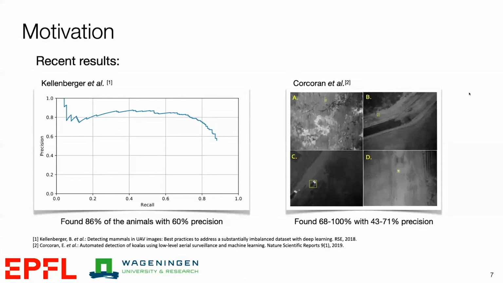The left one is one of mine, actually, where we use the drone and a deep neural network to detect animals. And we can see we're doing fairly well in terms of precision and recall. We're finding most of the animals, and we're not making too many mistakes. This is quite an improvement from what we had before. And on the right is another study, conducted in Australia on detecting koalas. They also used drones, but with thermal images. And they also found most of the animals, up to 100%, with a very high precision. So you can see it's possible to find tiny animals in the images with deep learning.